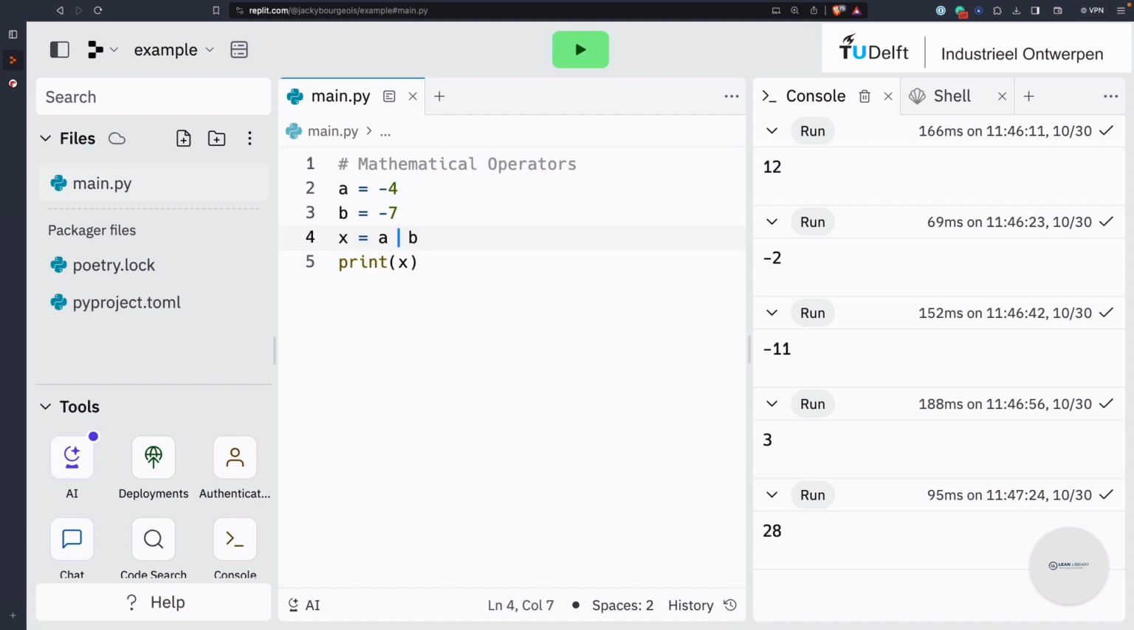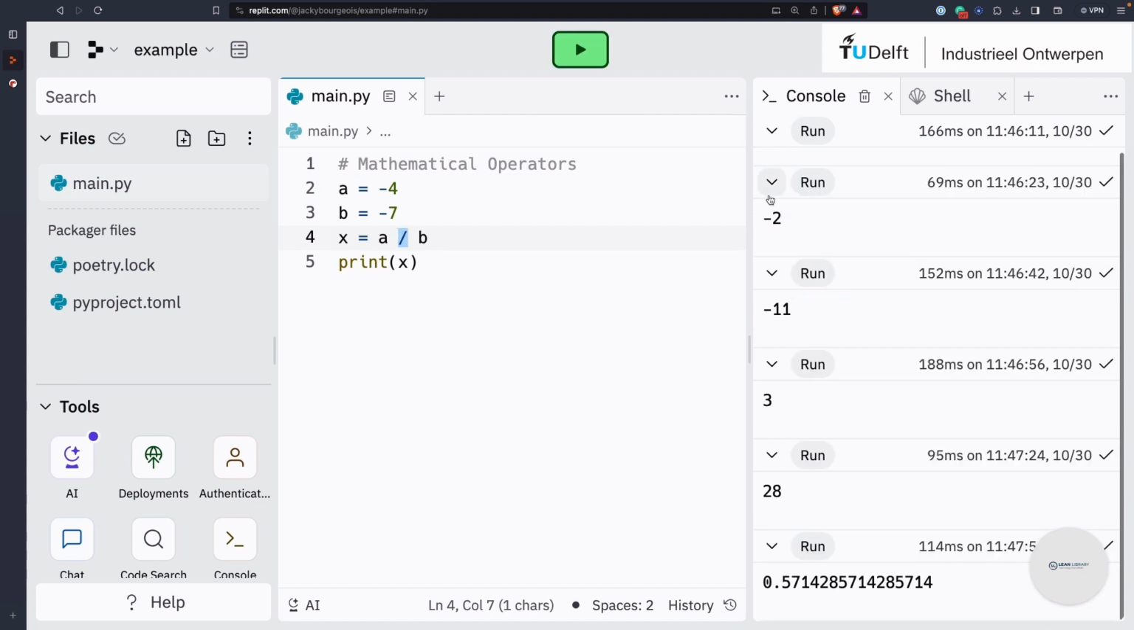Okay, now, so far, everything we've been dealing with here has been integers. Whole numbers. Let's do a division and see what happens now. Yeah, so minus 4 divided by minus 7. Just note that it's the / symbol that we use for divide. This one, if we play that, we have 0.57.